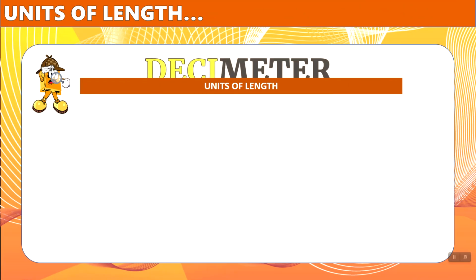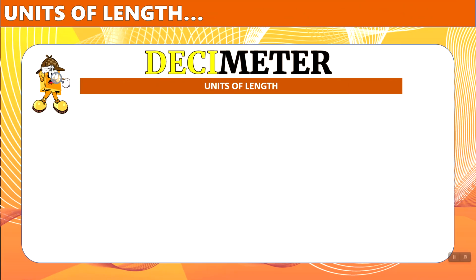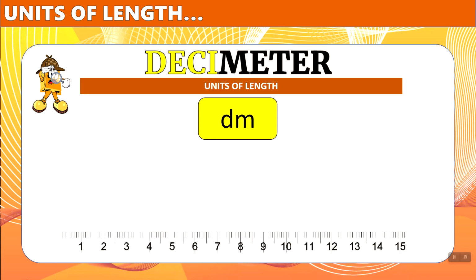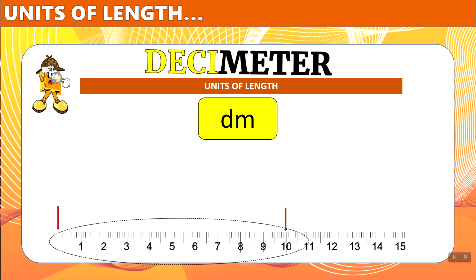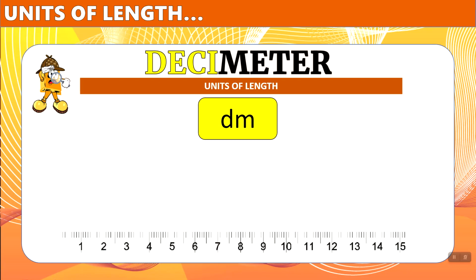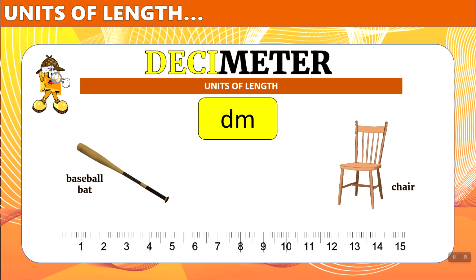Now let's look at the decimeter. 10 centimeters gives us a decimeter. The abbreviation is dm, and again on the centimeter ruler, the distance between 0 and 10, that distance between the red arrows, is a decimeter. This is not commonly used, but we can use it to measure things like a baseball bat or a chair. But normally we use the meter, which is the next slide.